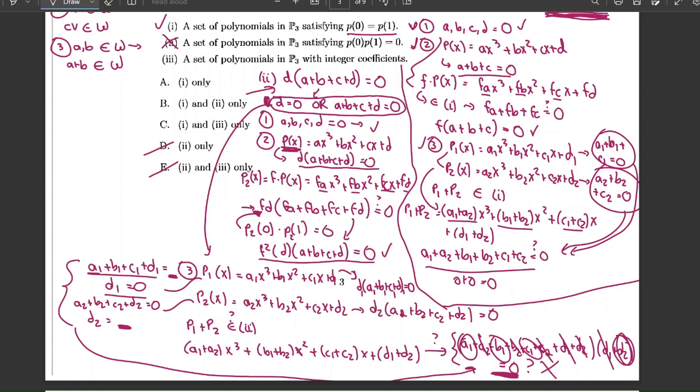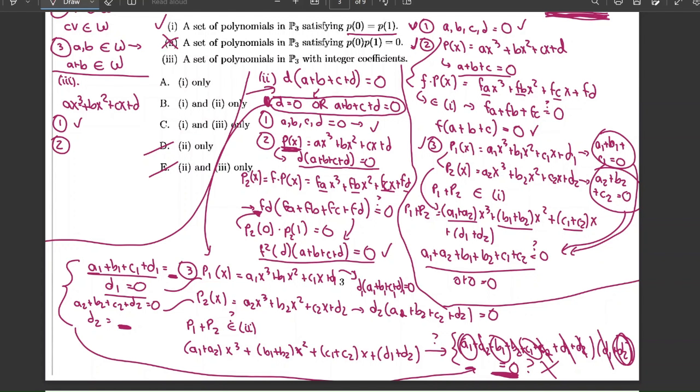And for 3, we have a set of polynomials with integer coefficients. So that is 2, and then we have 3 here. So let's say ax cubed plus bx squared plus cx plus d. And this time the only requirement is that they're integers. So first of all, 0 is an integer. So if a, b, c, d equals 0, then you're still going to have integer coefficients. So this is fine.